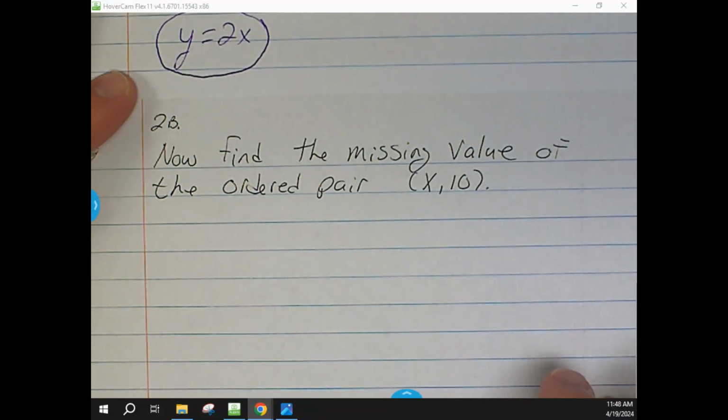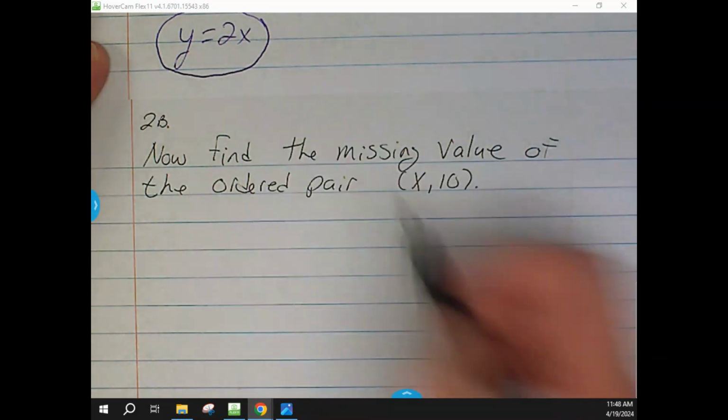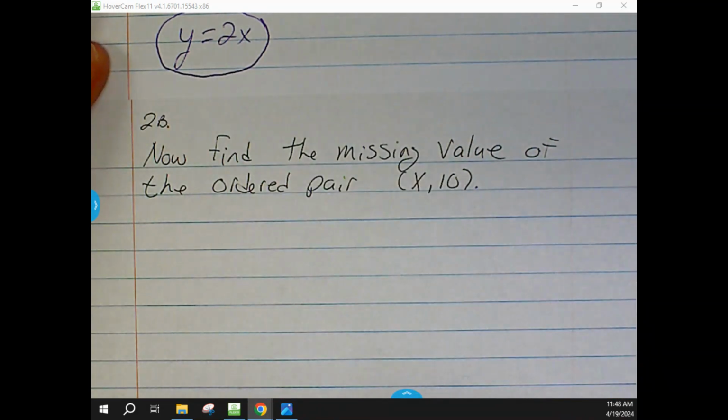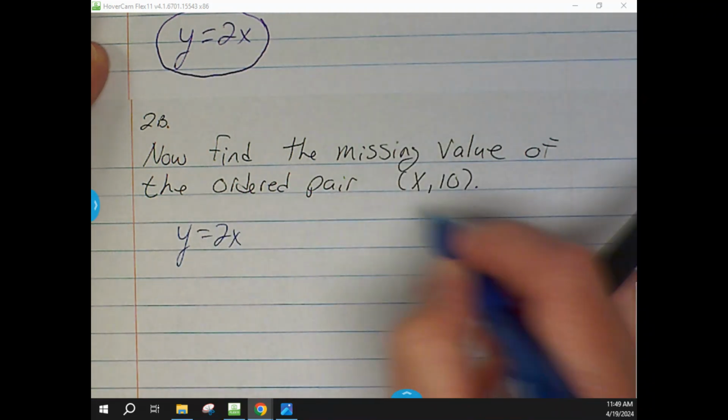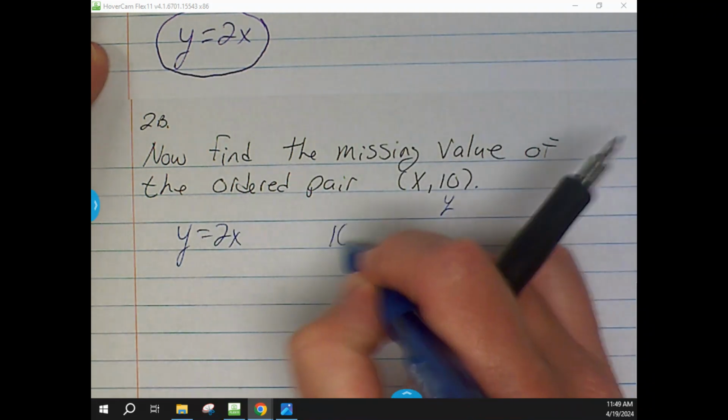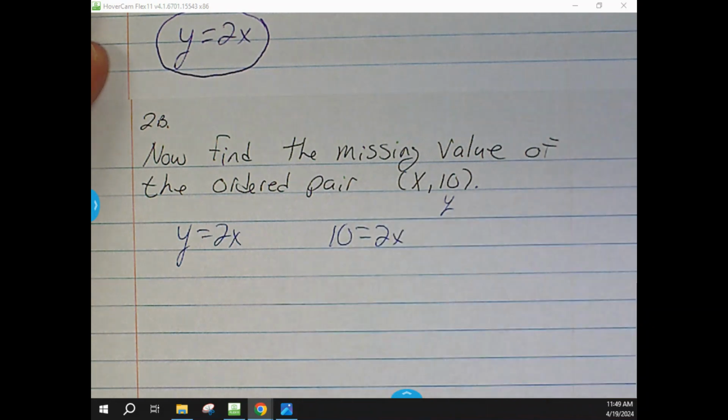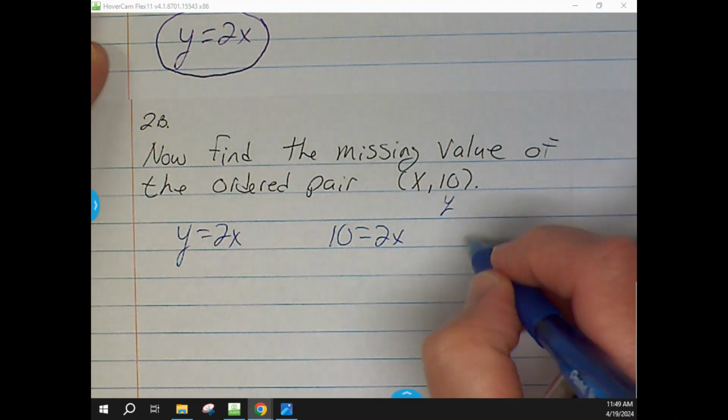Okay, and this one should be pretty straightforward. Once you've got the equation, it should all really be pretty straightforward. You got y is equal to 2x. Well, that's x and that's y, so we've got 10 equals 2x. Divide both by 2, so then we get x equals 5.